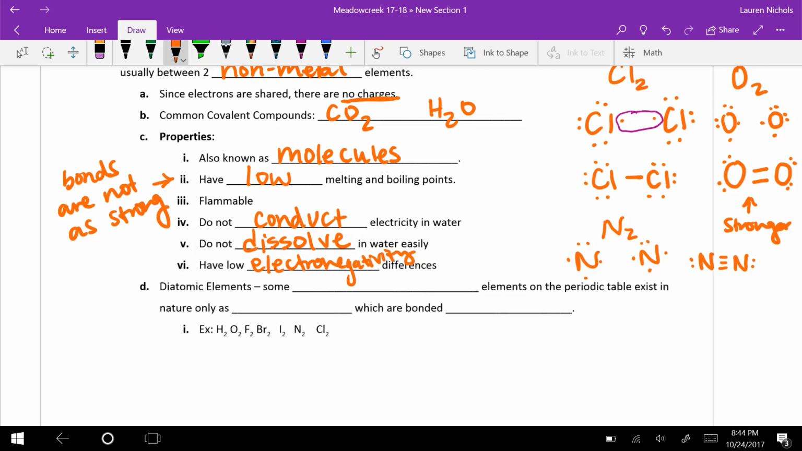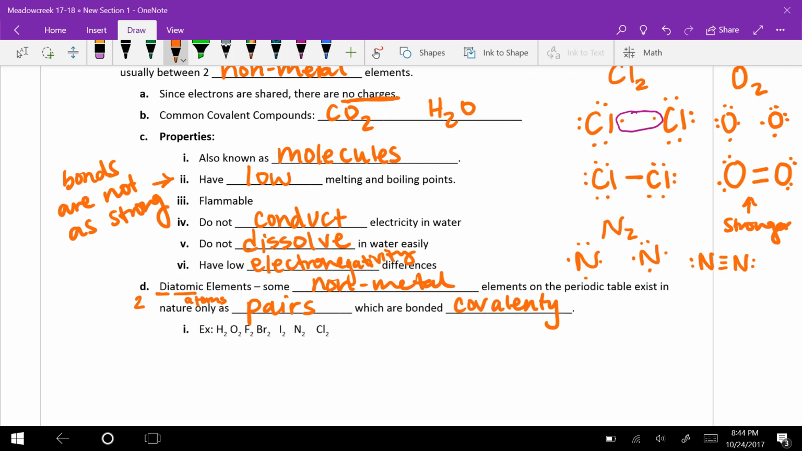differences. Now, diatomic elements, one way whenever you're looking at vocabulary words is to break it down. So di is the prefix for 2, and atomic is referring to atoms. So it's referring to how some non-metal elements on the periodic table exist in nature only as pairs or in groups of 2, which are going to be bonded covalently. Now, one way to remember this is I kind of pronounce these 7 as Hofbrinkel.